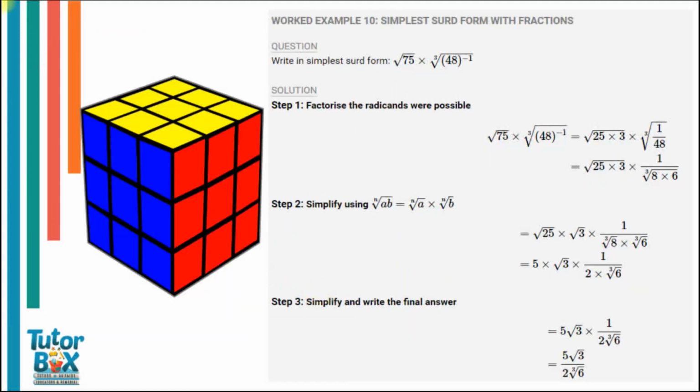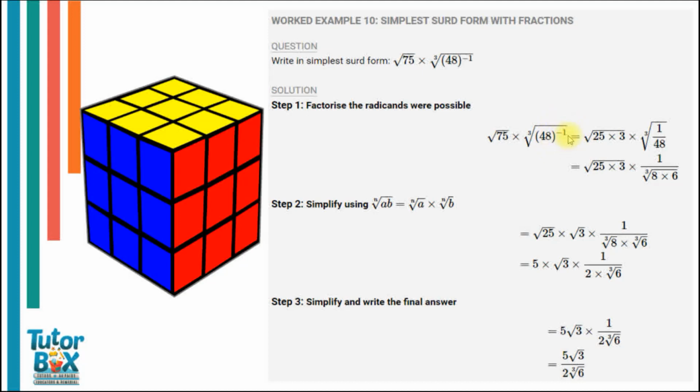Example 2: write in simplest surd form the square root of 75 times the cube root of 48 raised to the power of minus 1. Step 1, we factorize the radicands where possible. We have square root 75 times the cube root of 48 raised to the power of minus 1. Square root 75, I can rewrite this as 25 times 3. And then I have times the cube root of 48 raised to the power of minus 1.